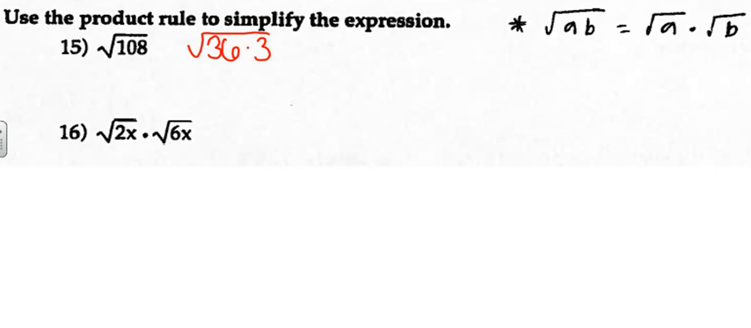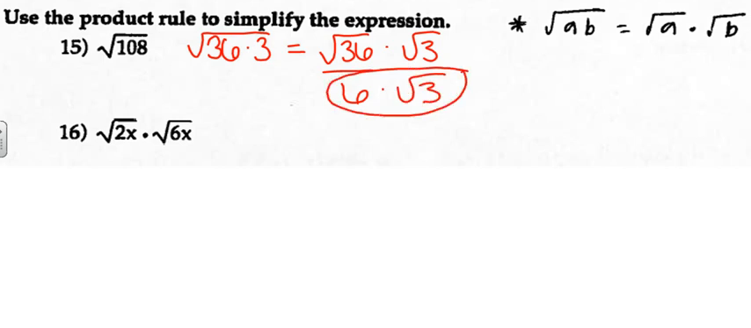And using the product rule, we know that we can split this up into two separate radicals. So we get square root of 36 times the square root of 3. And now we know that we can simplify the square root of 36 a little more, and so we end up with 6 times the square root of 3. And that is our answer.